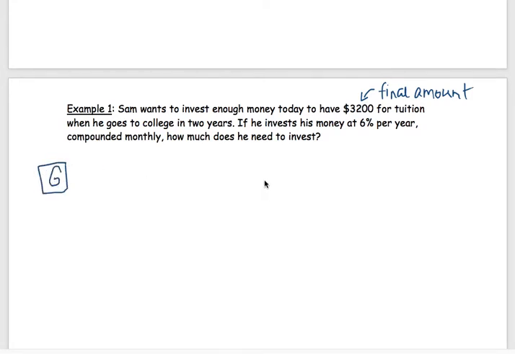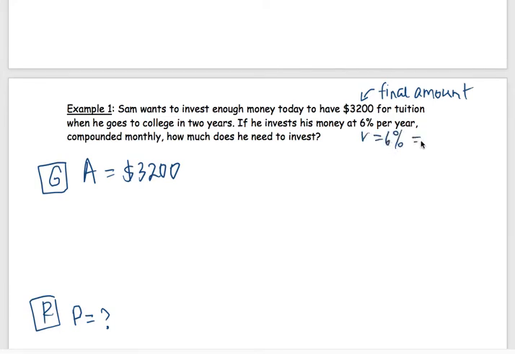So right away, if you wanted to write down here, the thing I need to find is the principal, the present amount. We don't know what that is, okay? But we do know what he does end up with in the future, $3,200. All right, so from there, we know that the rate is 6%, but we can write that as a decimal. We know the time that he leaves the money in the account is 2 years. Okay, so now what we need to do is go find I and n like we did last day.